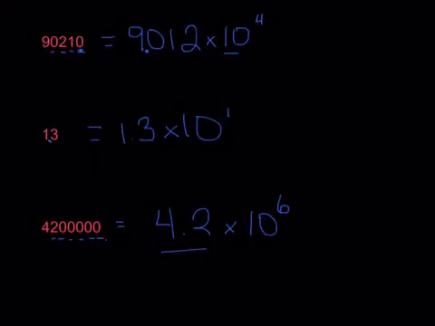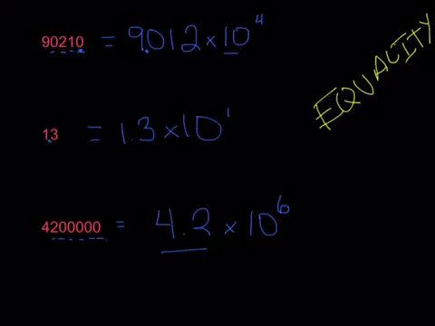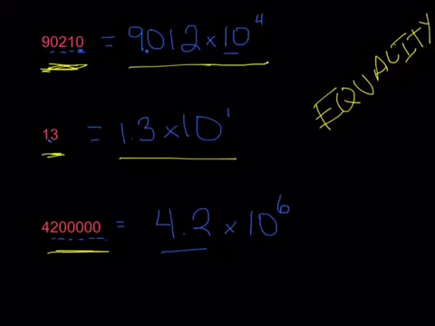And scientific notation works all because of something called equality, which is a really important concept to know in math. It's just that this number, even though it's a decimal, when you multiply it by an exponent based off the number 10, it gives you a number that's equal to this. So 13 is the same as 1.3 times 10 to the power of 1. 4,200,000 is the same as 4.2 times 10 to the power of 6. If you have any questions, please ask somebody, watch the video again, search the internet, there's lots of places you can find an answer.